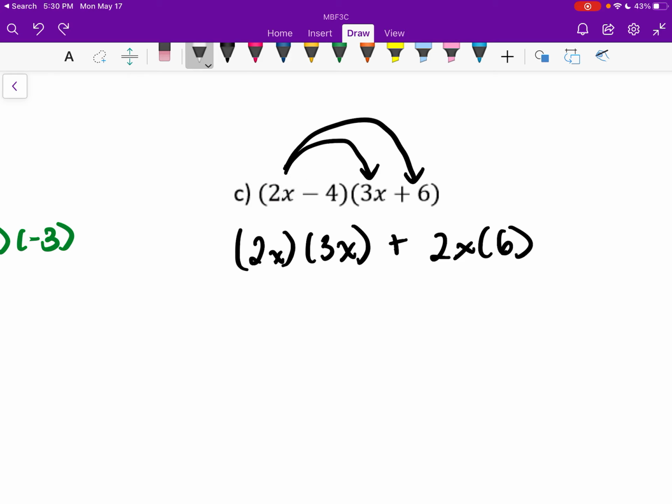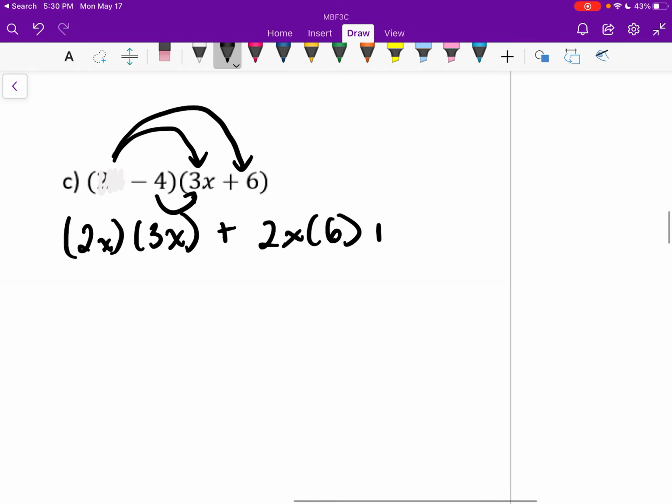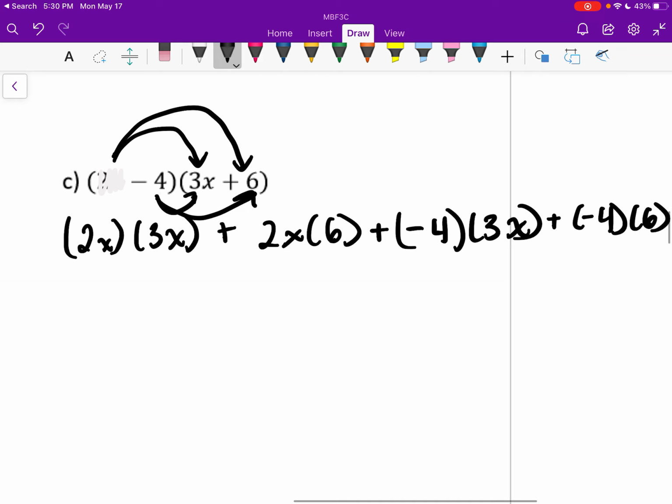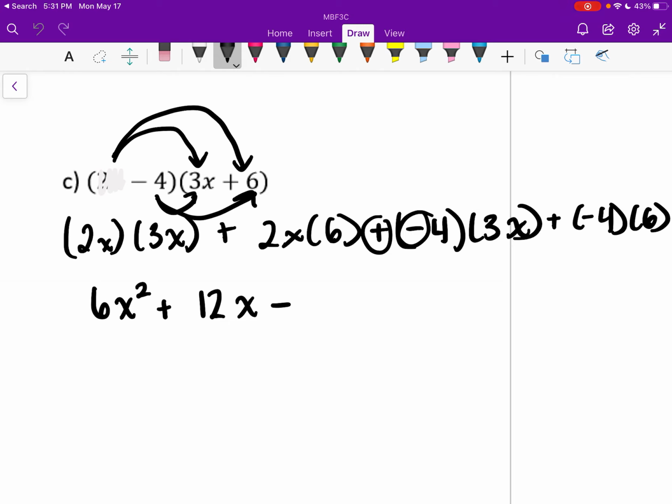And remember that this is a negative 4. So it's going to be negative 4 times positive 3, plus negative 4 times 3x, plus negative 4 times 6. So let's just do the math. 2 times 3 is 6. x times x is x squared. Plus 2 times 6 is 12, and then we just leave the x, minus 4 times 3, which is going to be 12. The reason that we're doing minus is because this positive and this negative just make it a negative.